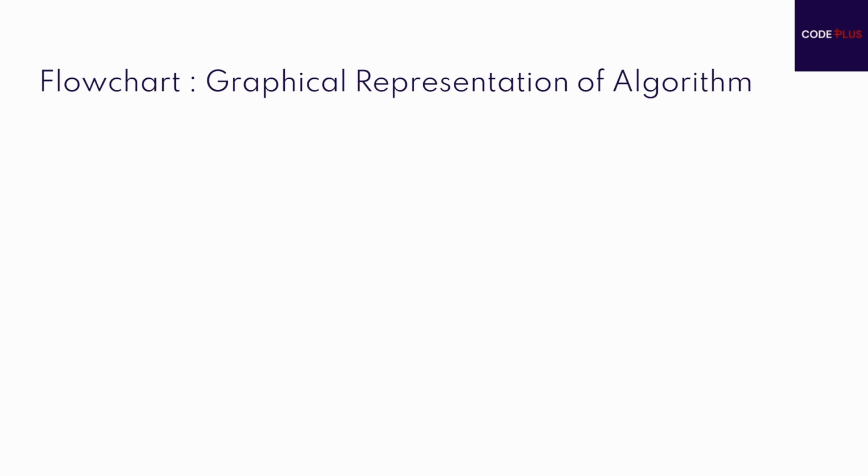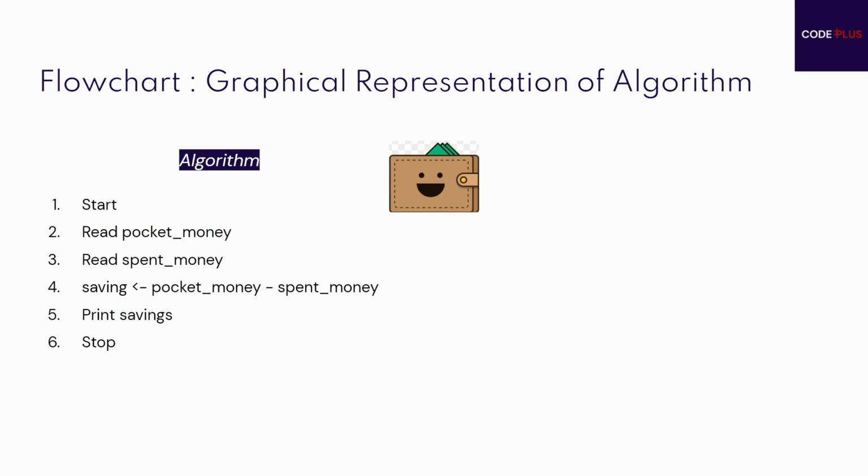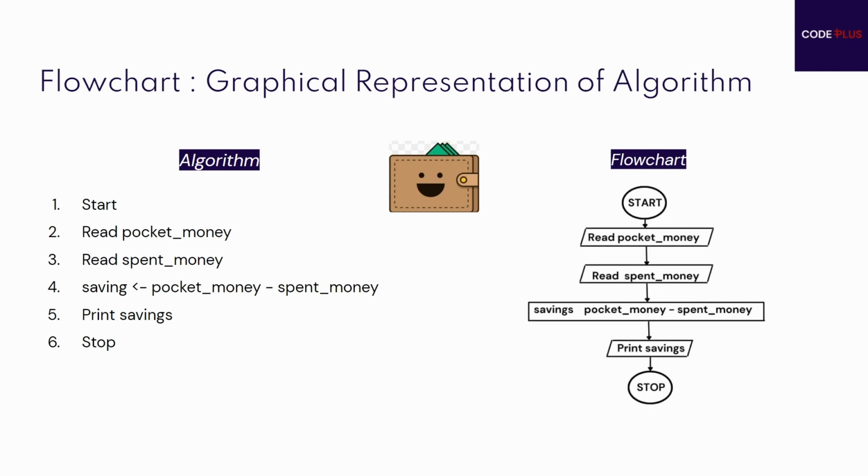For example, suppose you want to calculate the savings of your last month. For that, of course, you need data which contains your monthly pocket money, how much you spent this month, etc. so that you can calculate the savings with the help of a specific algorithm. Now you want a program planning tool to solve the algorithm. Here our flowchart takes place. So now you can see the flowchart is exactly a graphical representation of an algorithm.